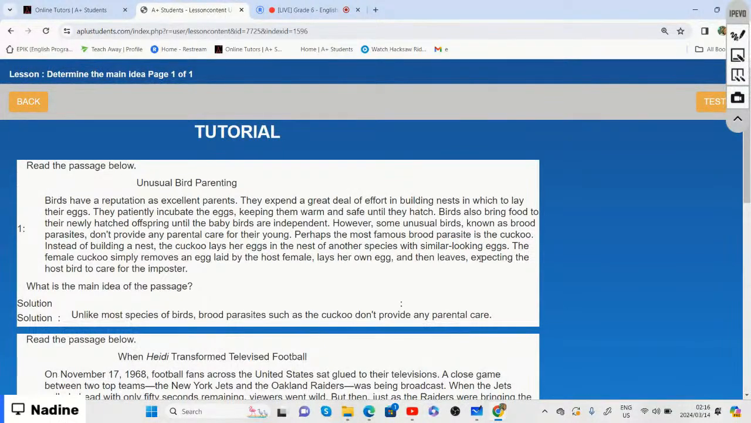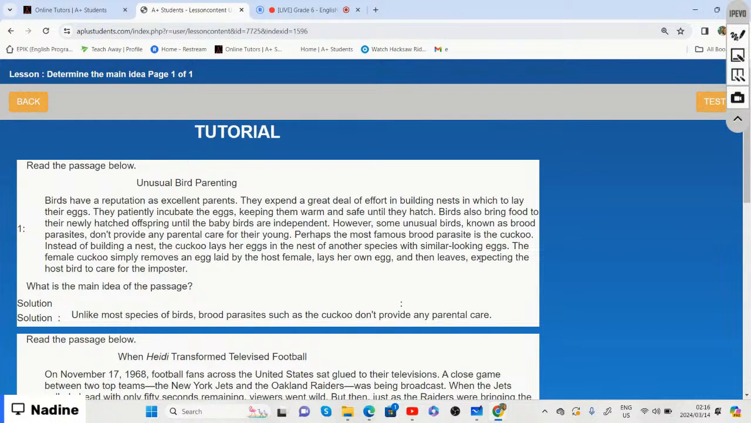It says, birds have a reputation as excellent parents. They expend a great deal of effort in building nests in which to lay their eggs. They patiently incubate the eggs, keeping them warm and safe until they hatch. Birds also bring food to their newly hatched offspring until the baby birds are independent. However, some unusual birds, known as brood parasites, don't provide any parental care for their young.